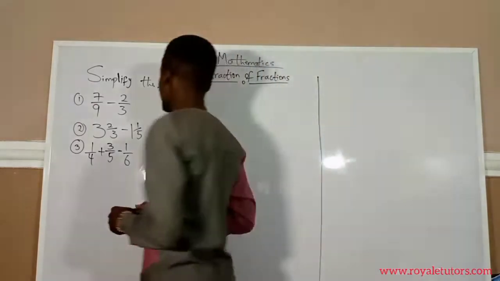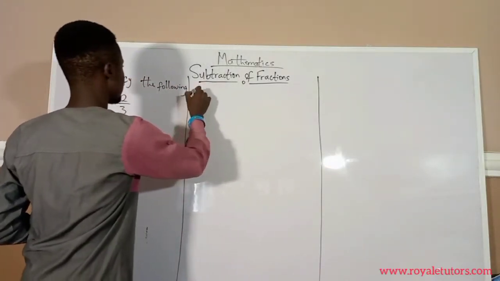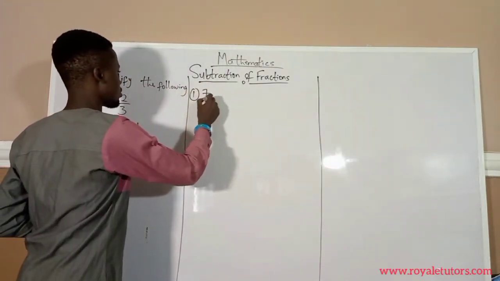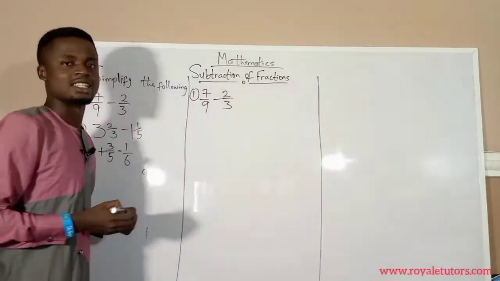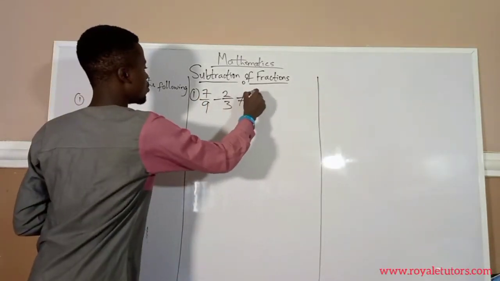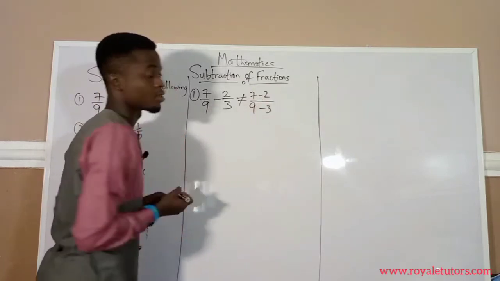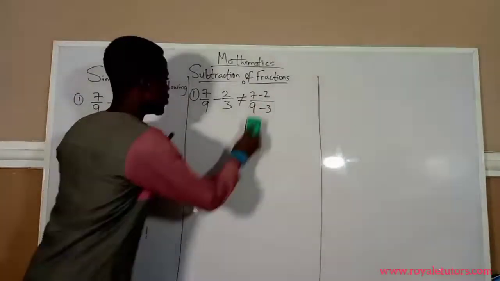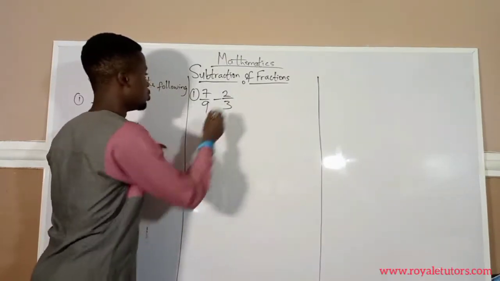Okay, so we want to work on 7 over 9 minus 2 over 3. Whenever you're having fractions like this, it is not equal to 7 minus 2 over 9 minus 3. No, it is not. We don't do it that way. So all we have to do is to go the way of fractions. And how do we do that?